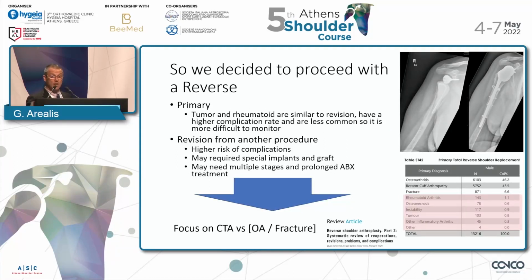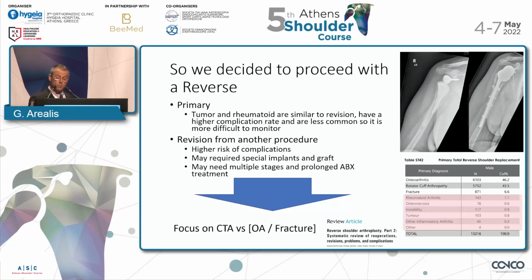So if we decide to proceed with the reverse, this can be done in different scenarios. It can be a primary reverse or a reverse for a revision. I'm not going to delve a lot into the reverse for a revision because in cases like that one on the screen, we know we have high risks of complications. We may require special implants. We may require grafts. There may be more than one stage in our process of using that reverse. So I'm going to stay more focused on the primary uses.